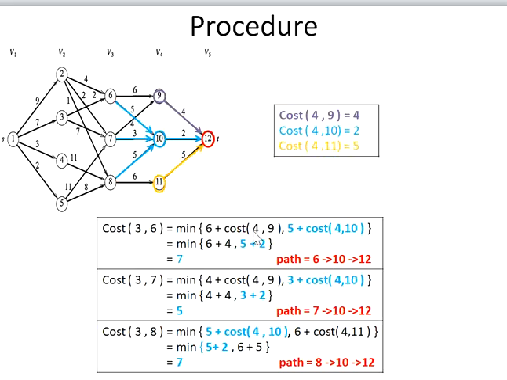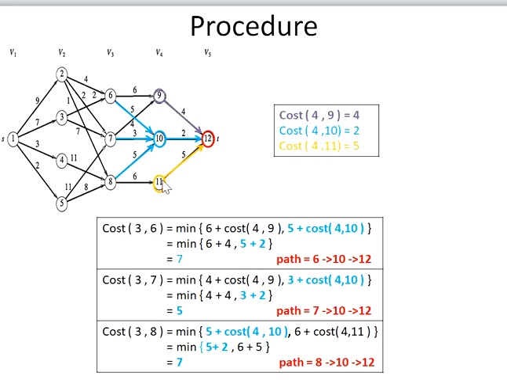Here 4 is the level. Please remember, don't misunderstand this. So the cost from stage 3, vertex 6 is 6 plus cost of 4, 9, next, 5 plus cost of 4, 10, where 10 is the vertex. I have represented this. The weights we have got are 6 plus 4, the cost of 4, 9, and 5 plus 2, the cost of 4, 10. Amongst these, the minimum is 7.